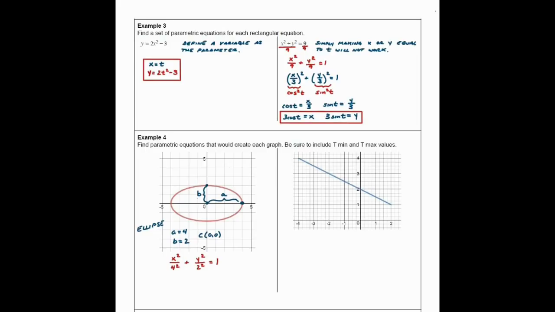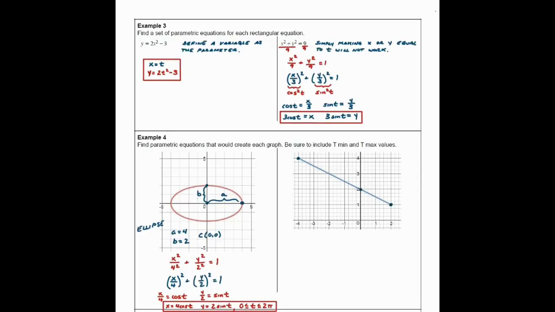And then right here, instead of writing 16 and 4 in the bottom, I'm going to write this as something quantity squared plus something else quantity squared equals 1. So x squared over 4 squared is really x over 4 quantity squared, and y squared over 2 squared is really y over 2 quantity squared. And then I can rewrite x over 4 as cosine of t and y over 2 as sine of t, which, if I solve for x and y, gives me my parametric equations for x and y.